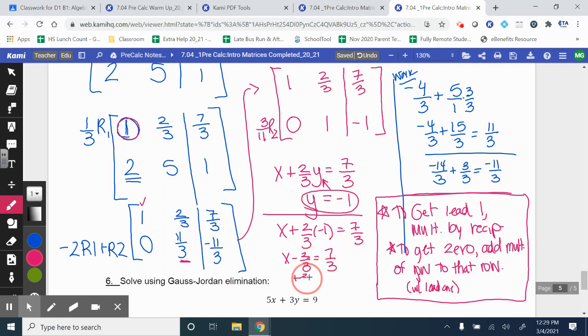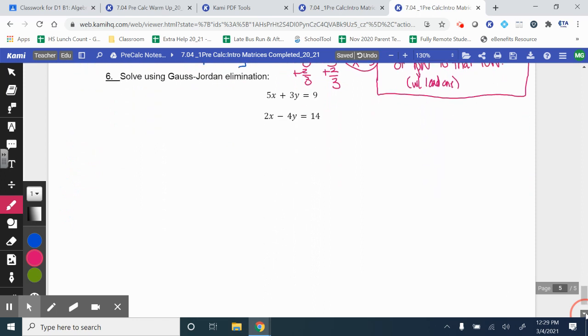Add 2/3 to both sides, and we get 9/3 or 3. So our answer would be x is 3, y is negative 1 is the solution to that problem. Okay. So that, again, is using Gaussian elimination with back substitution. This part right here that I did with the equations, once I put x and y back in, that's back substitution because you're substituting this back into the other equation.